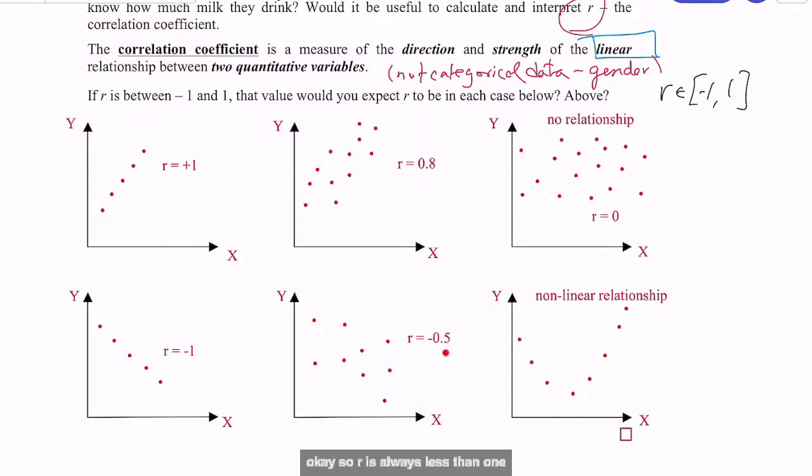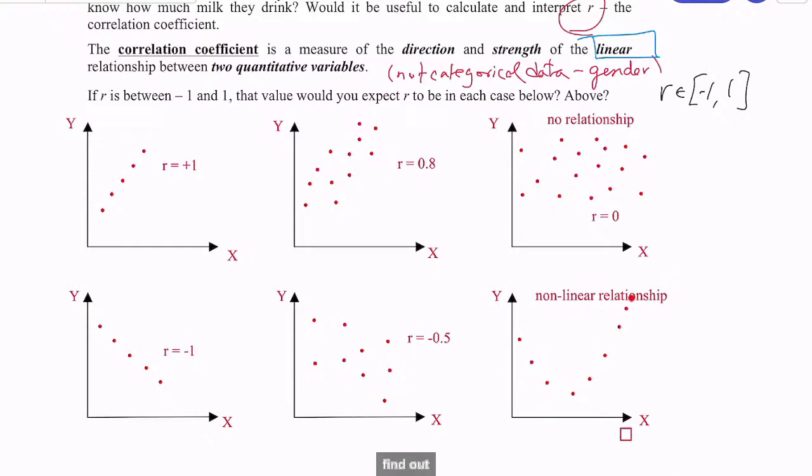Okay, so R is always between -1 and 1. And these are the best you can do in either direction. Now there's these two other possibilities. This is an example of R equals 0, where there's no relationship. And here's an example of a non-linear relationship. It means there's a relationship, but it's not linear. And it can still be used to make predictions.